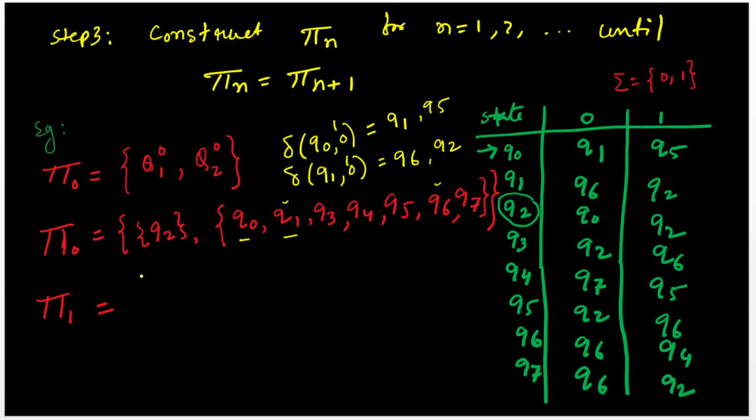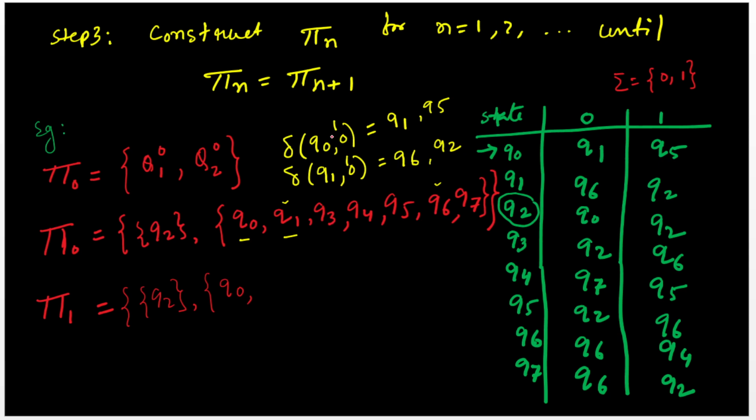So what can we write? We can write that Q2 will remain the same, but Q0 and Q1 will not be in the same class. Now we have to check Q3.